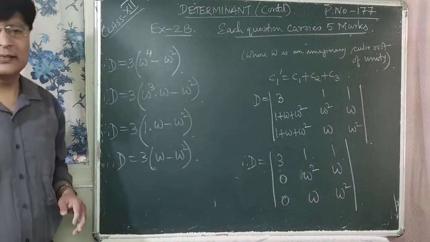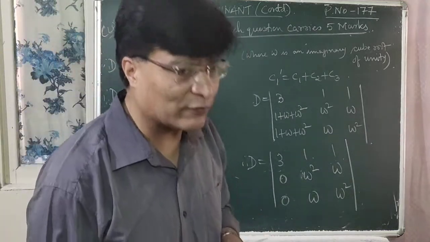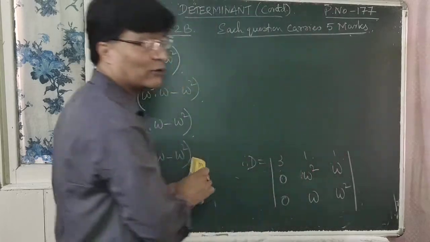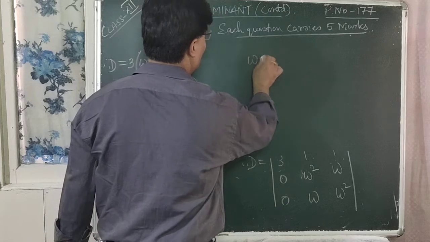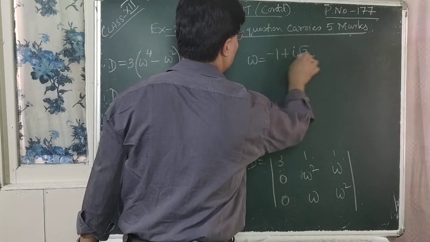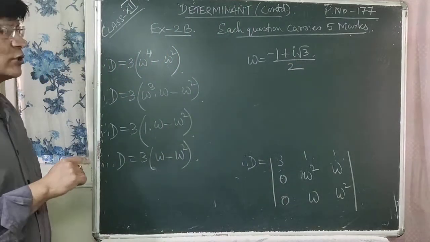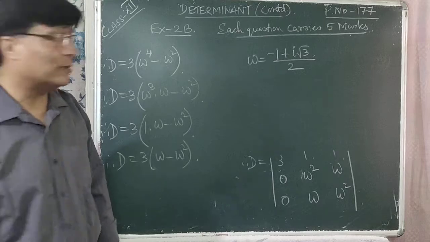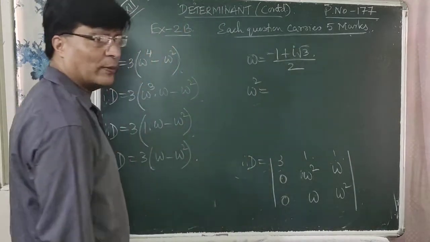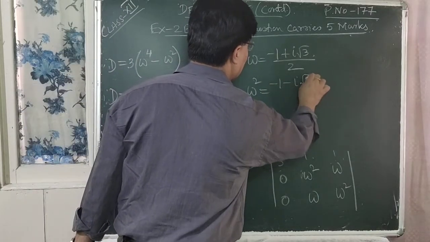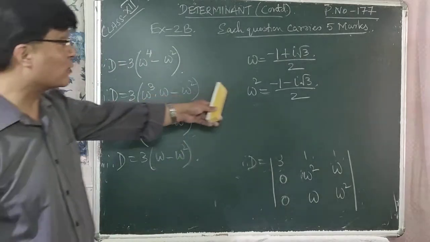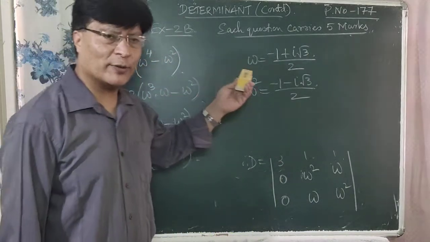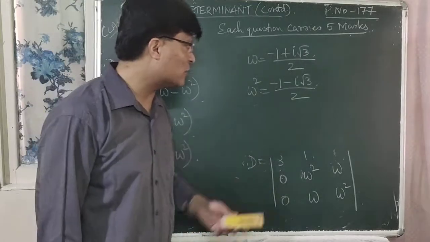But now in this case, you should know the value of omega. I think you know it. This is also done in class 11, isn't it? Can you tell me what is the value of omega? The value of omega is minus 1 plus i root 3 divided by 2. This is the value of omega. But what is the value of omega square? Omega square is minus 1 minus i root 3 whole divided by 2. So you have to remember these values, okay? Omega is minus 1 plus i root 3 divided by 2, and omega square is minus 1 minus i root 3 divided by 2.